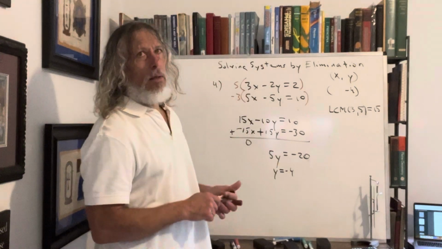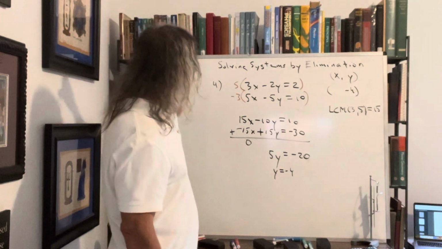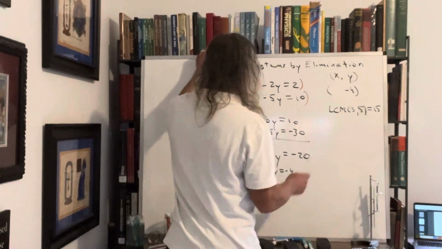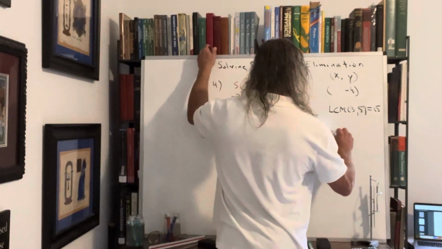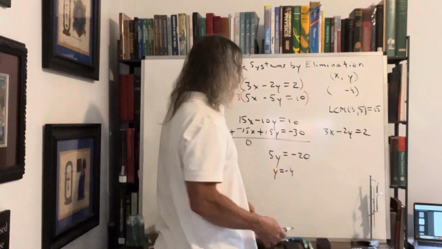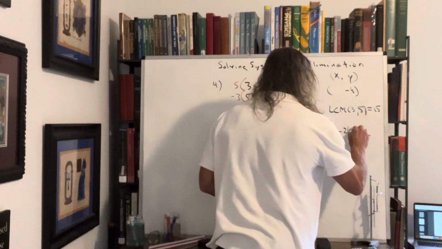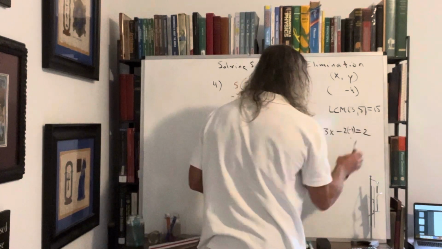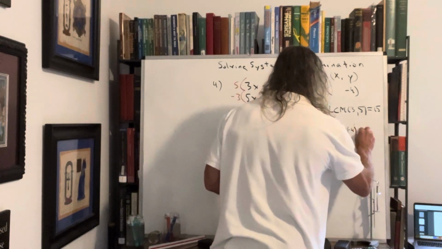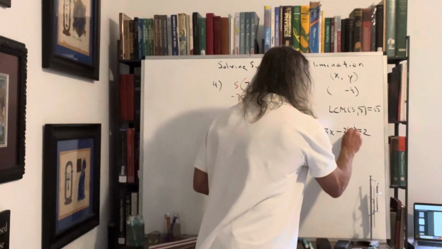Now we need to get our x value. So pick one of the equations. I'll take the top one. 3x minus 2y is 2. But remember, y is negative 4. So y is negative 4. Ta-da.